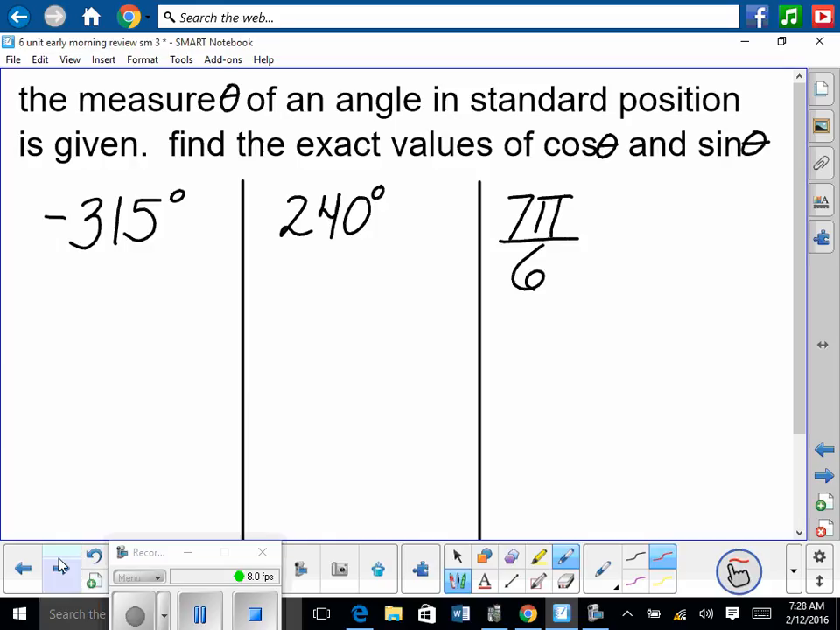Okay, it says the measure of theta of an angle in standard position is given. Find the exact values of cosine theta and sine theta. So what's cosine of negative 315 degrees? This is where you would use your unit circle.